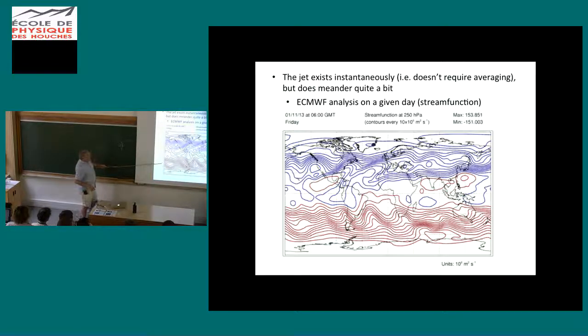So you can see that the westerly jet is present. It doesn't require a lot of averaging. You see that jet every day. It helps in the stream function because that's a smoother version. But it does meander quite a lot. So you have to be aware that there's a lot of variability in there. But you can still see the main features. This is in November.